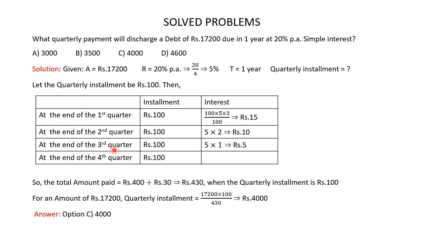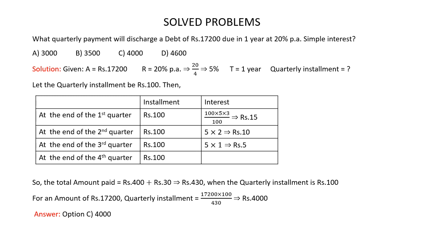At the end of the third quarter, the installment is rupees 100. Interest is 5, which is the quarterly rate of interest, multiplied by 1 because the payment has to be made for one more quarter. So 5 multiplied by 1 is rupees 5. At the end of the fourth quarter, the installment is rupees 100. No more interest has to be paid because the loan is paid off at the end of the fourth quarter. There is no more outstanding balance.